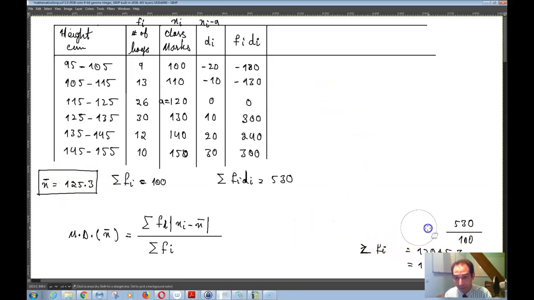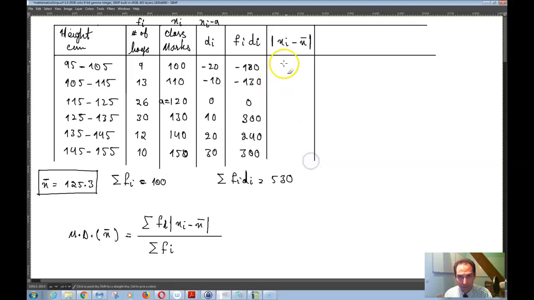So now that I have found my mean, I can calculate, for example, the absolute value of x of i minus x bar. x of i is over here, and x bar is over here. So for example, 100 minus 125.3 is 125.3 minus 100 with a negative sign, so you get 25.3, and then you have the negative sign as well. In the absolute value it becomes 25.3.